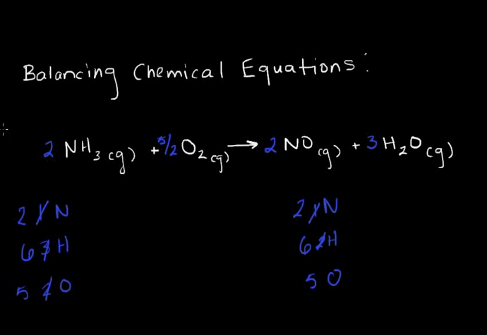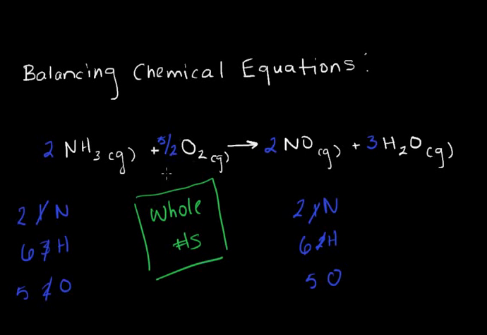The problem is, we don't like fractions when we balance chemical equations. We want whole numbers. And so what we do at this point is to get rid of this 5 halves, we're going to multiply everything in this chemical equation by the denominator in this fraction. So that denominator is 2. So we're going to multiply everything by 2.